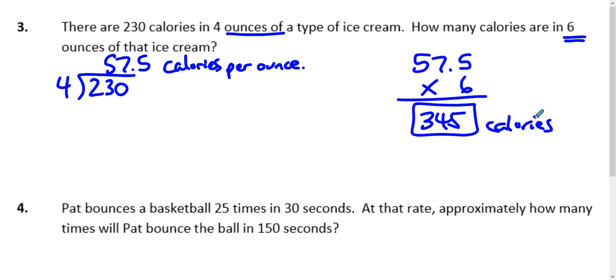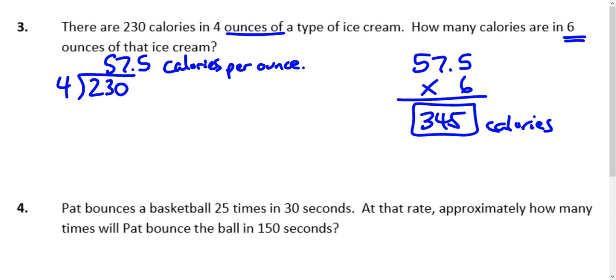In proportional thinking, we assume that every ounce is the same, and we play off of that idea, so we basically scale down and then scale up. That's our plan. We scale down and then scale up. So we figure out how many calories there are in 1 ounce and then use that to figure out how many there are in 6.